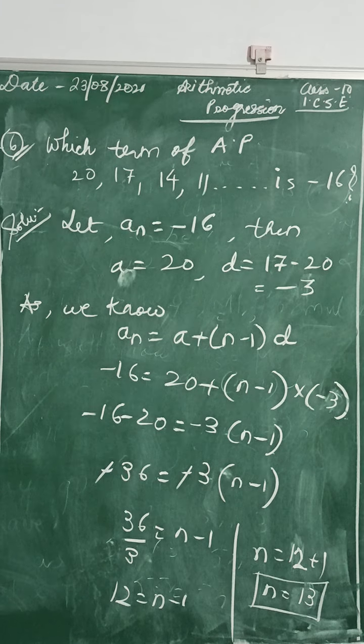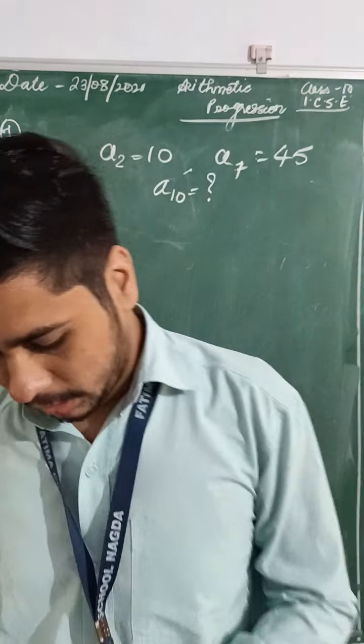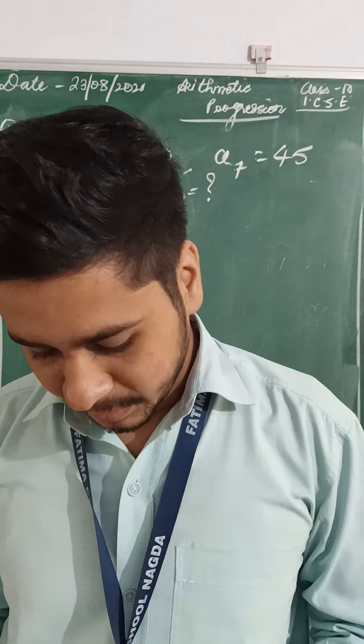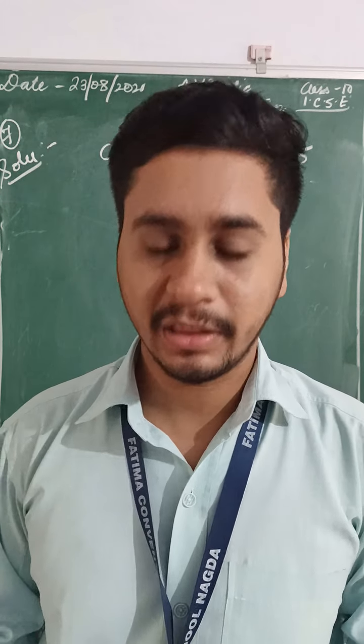Now come to the 7th question, which is: the second and the 7th term of an AP are 10 and 45 respectively. Find the 10th term.